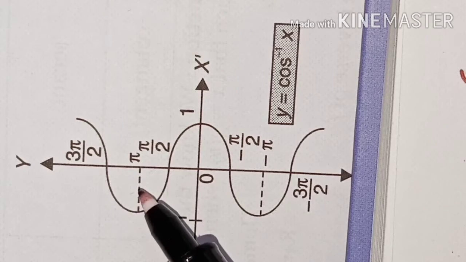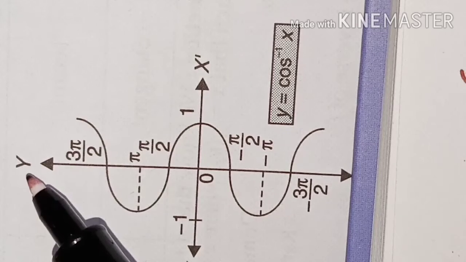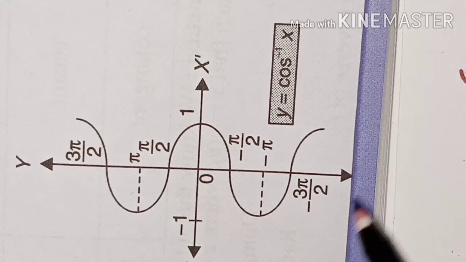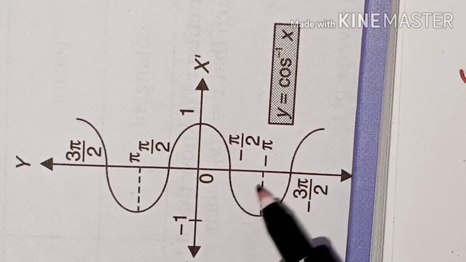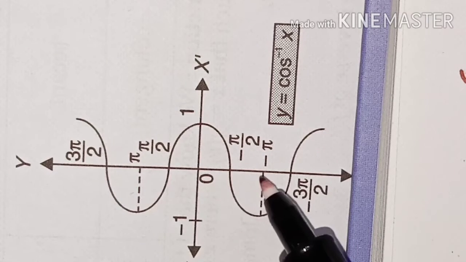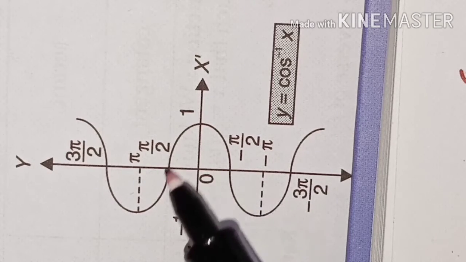This 0 to pi is called the principal branch. Again from pi to 2 pi, it will go on like that. So -pi to -2 pi, it will go on like that. So 0 to pi is one branch, 0 to -pi is another branch. In these branches the cos inverse exists.